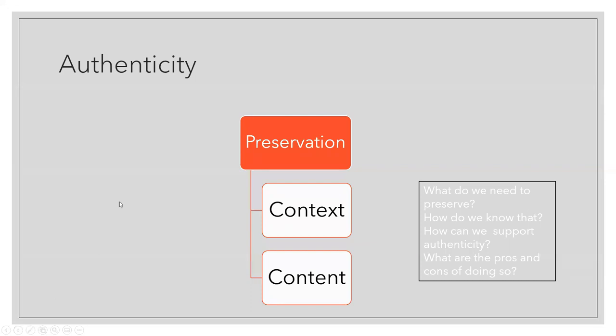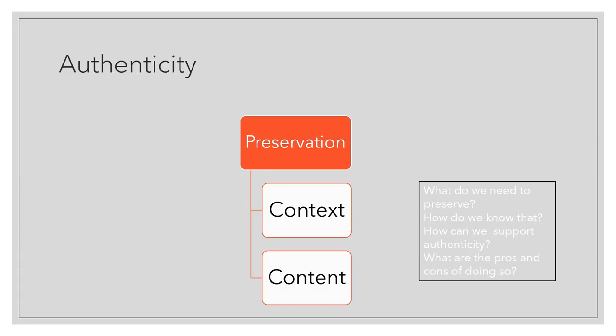Okay, so again, some questions related to authenticity that an archive might ask when preserving the content and context of records. What do we need to preserve? What sort of essential aspects of a record are important for us to maintain over time? And how do we know that? How do we know that these are the expectations of people that are going to be using our records? Do we have some kind of evidence to back that up? Are we just kind of spitting in the wind and guessing? Or what's our rationale for thinking we know what we need to preserve?